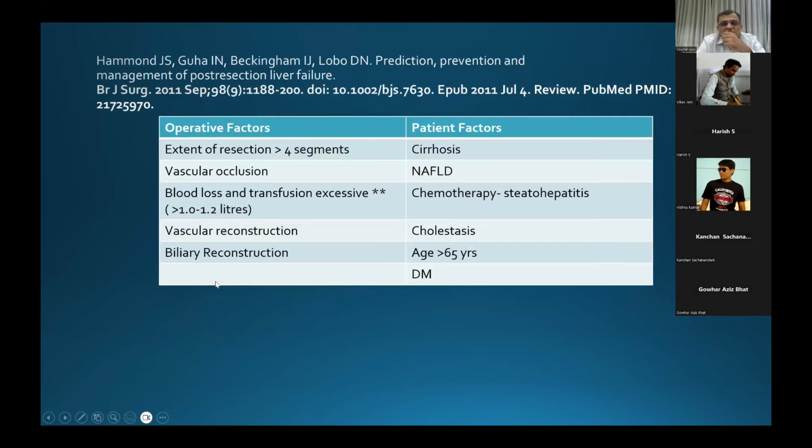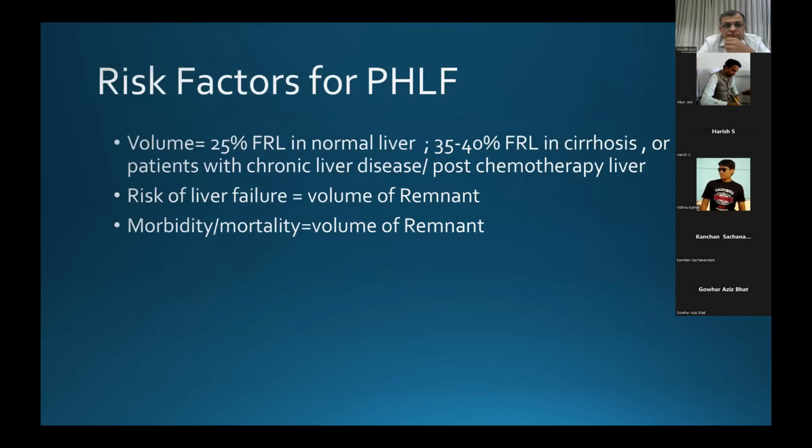And of course, the mortality will progressively increase as the grade of liver failure would increase. So how do you really decide what are the chances of developing liver failure? We have already said that the greater the amount of liver removed, the lesser is the amount of liver that is likely to be left back. Excessive blood loss, and of course, if you further add vascular reconstruction, biliary reconstruction, or have medical comorbidities, the chance of developing post-hepatectomy liver failure progressively increases.